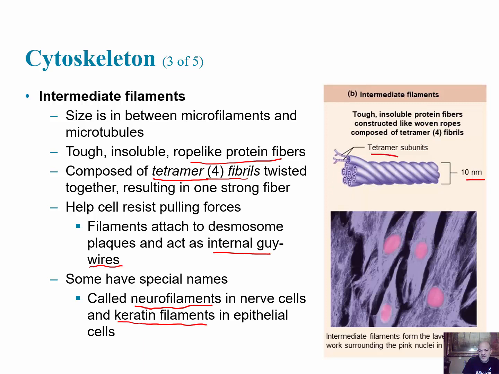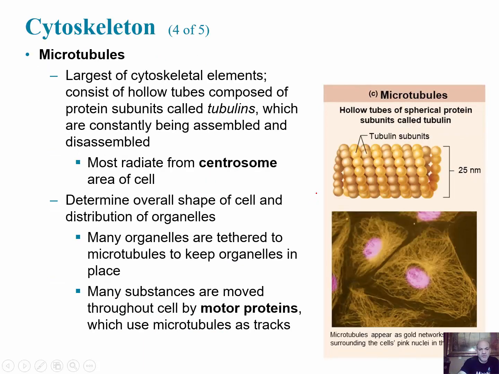And so here you can see the tetramer. There's one strand-like structure there, or strong fiber. And these are going to be the most static of the cytoskeletal elements. The others tend to be rearranged more often, broken down and built back up. The intermediate filaments tend to be more stable overall.